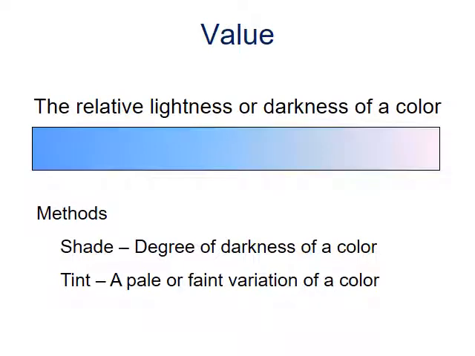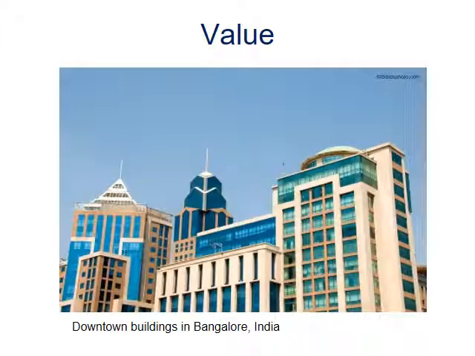Value, being one of our last elements, is the relative lightness or darkness of a color. So shade is dark, the degree of darkness, and tint is pale. You can get each one by adding black or white. If I add black to a color, then I'm increasing the shade. If I'm adding more white to a color, then I'm increasing the tint on it. Here's a good example of it, and you can see the different values of this green aqua color.